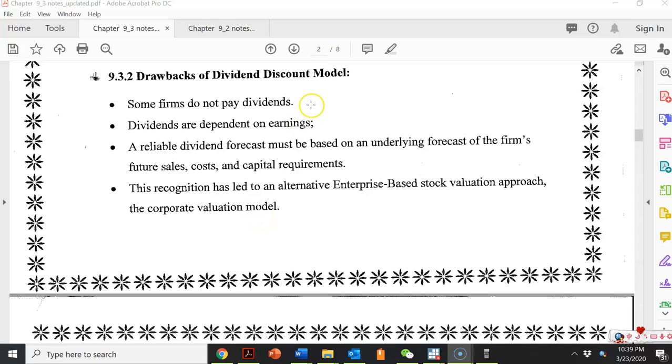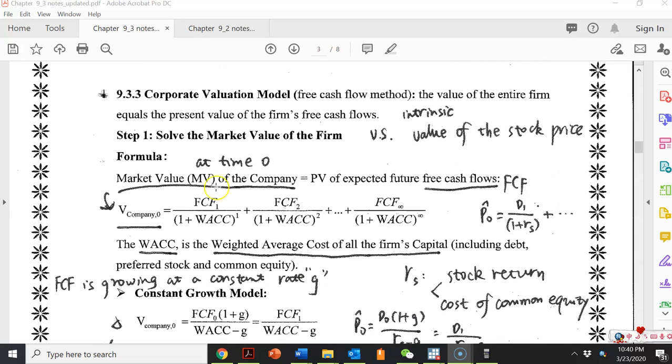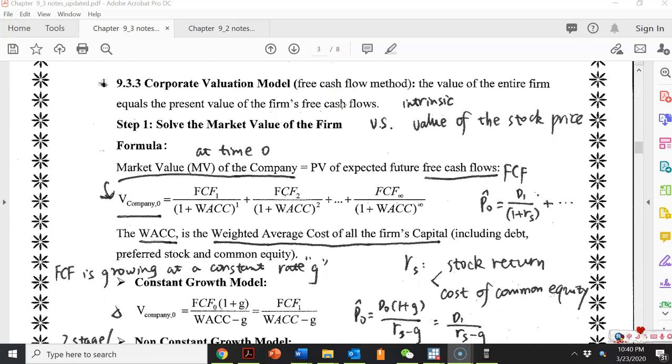Because for some firms, we cannot use the dividend discount model. Depending on their payout policy, they could pay out dividends or not. It's just they do not do well sometimes in some years, so they don't have dividends to pay out. So we have this alternative approach, the corporate valuation model. We also call it the free cash flow model because we discount the firm's free cash flows to get its present value, and this equals the value of the entire firm.